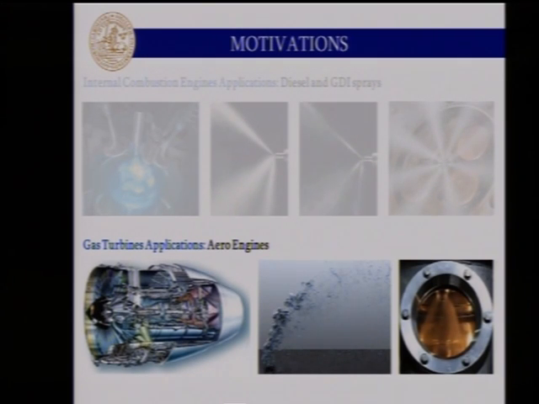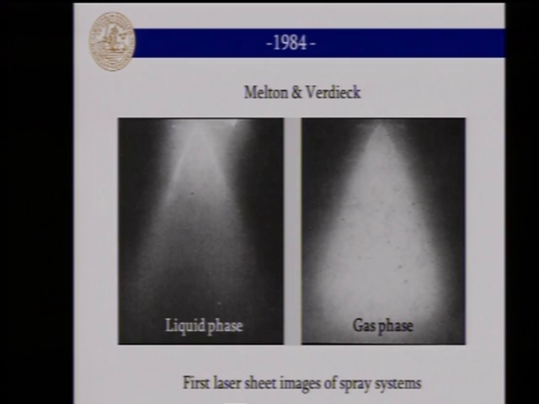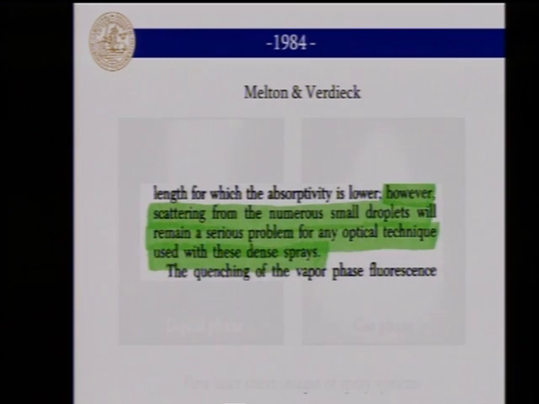And one of the most used techniques to look at sprays for visualization is laser sheet imaging. And this has been done already back in the 80s. In 1984, Melton and Verdieck did one of the first planar imagings of a spray with exciplex LIF, and they could separate the liquid phase from the gas phase. And in this very early paper, they mention that the scattering from the numerous small droplets will remain a serious problem for any optical techniques used in these dense sprays.